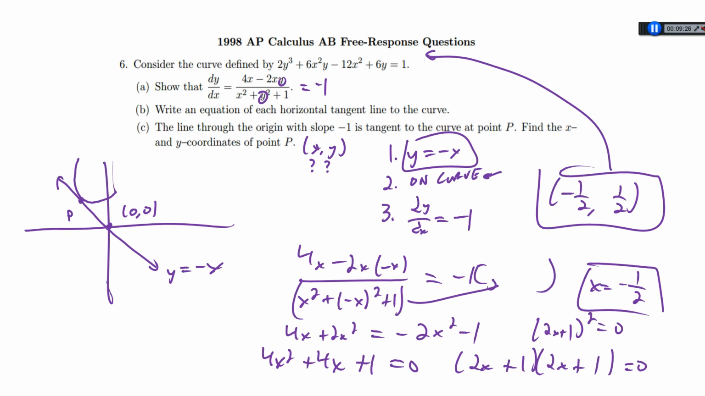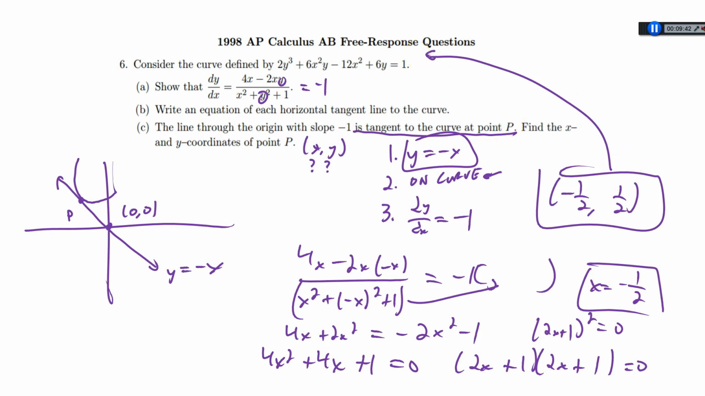I'm not going to do that. If you want to plug that in there and make sure that it works out, really we should do it, but because it says the line through the origin with slope -1 is tangent to the curve at point P, that guarantees that it does work out, so really we don't have to check it.